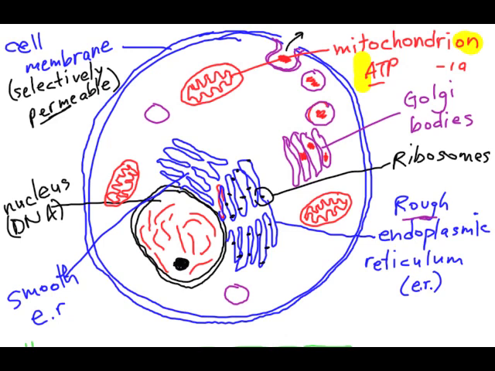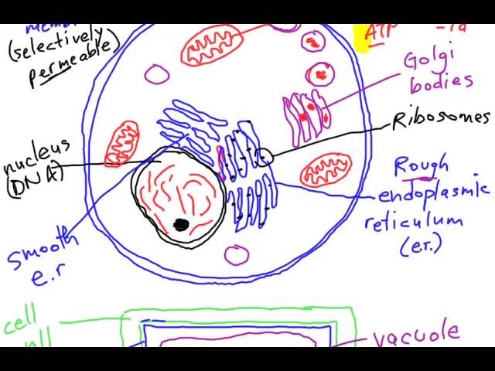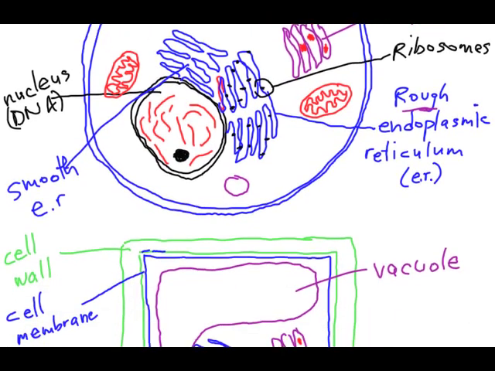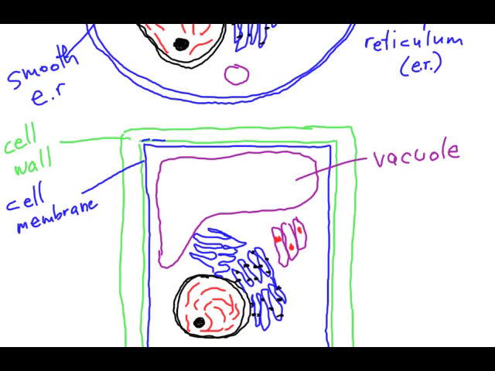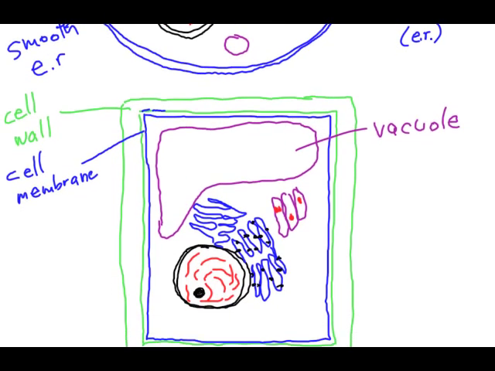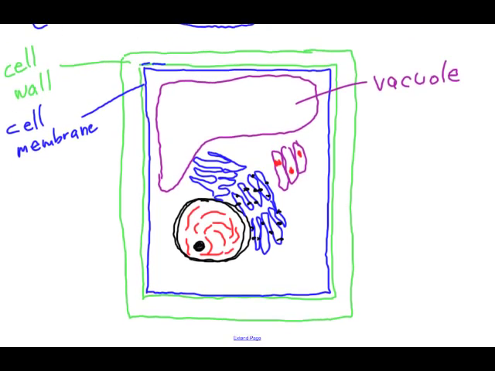And again, both plant and animal cells have these mitochondria. Okay, so both plant and animal cells need to produce energy, right? That's a known fact. That's why you will find the mitochondria in both plant and animal cells.